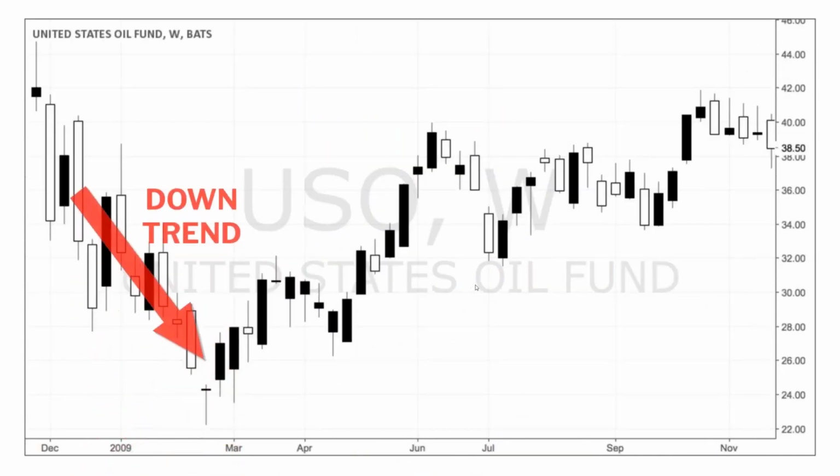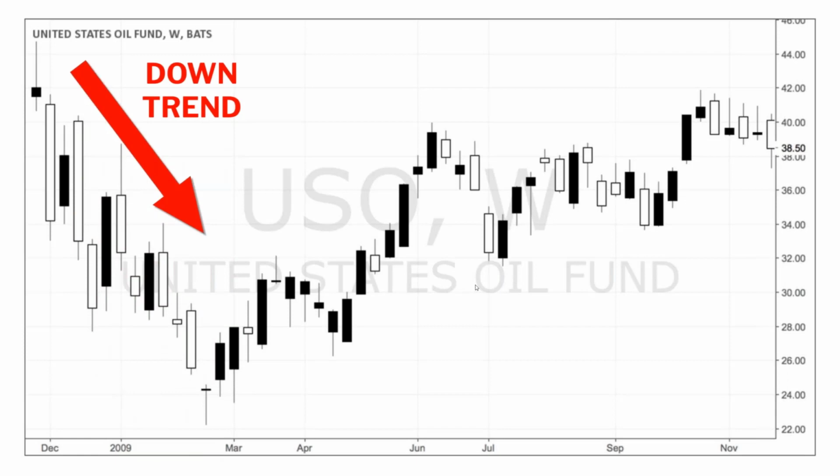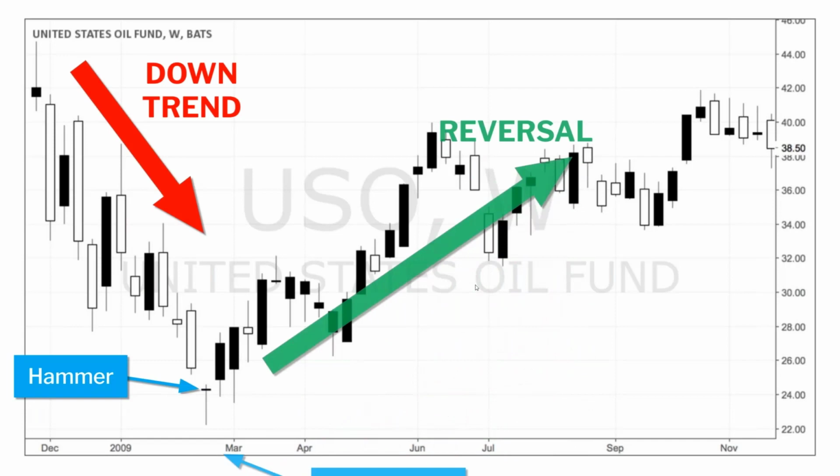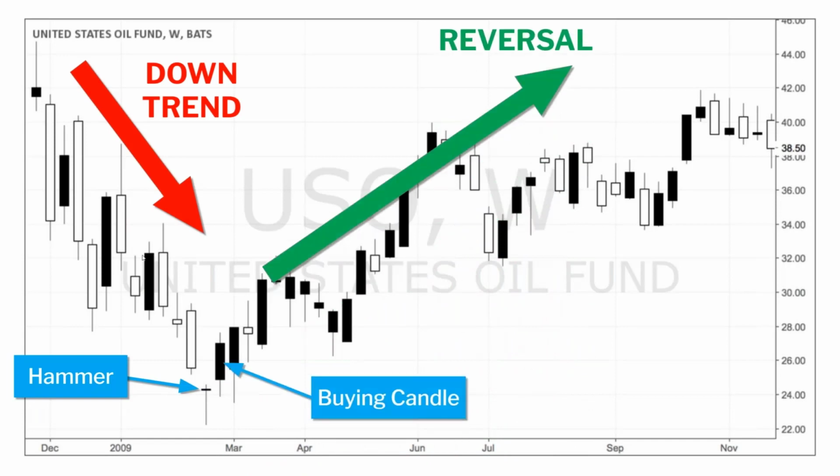How about here's another ETF, downtrend. Can you guys see the hammer candle? It's right there. How about a follow through? It's right there, right? Again, same pattern over and over and over again.